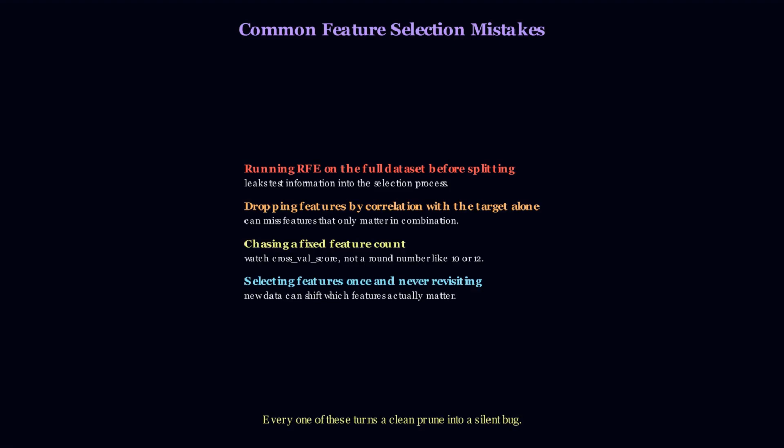A few mistakes come up constantly here. Running RFE on the full dataset before splitting, that's a leak. Dropping features by correlation with the target alone, that can miss interactions. Chasing a fixed feature count instead of watching cross_val_score. Selecting features once, then never rechecking after new data arrives. Every one of these turns a clean prune into a silent bug.